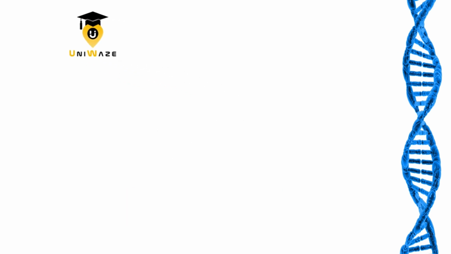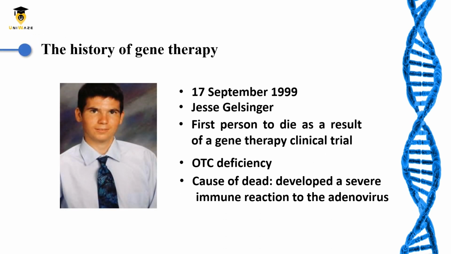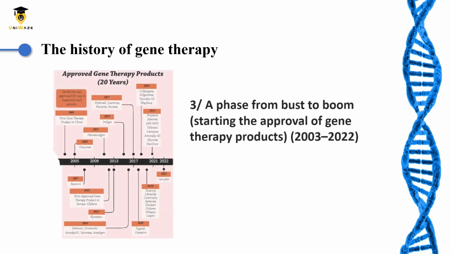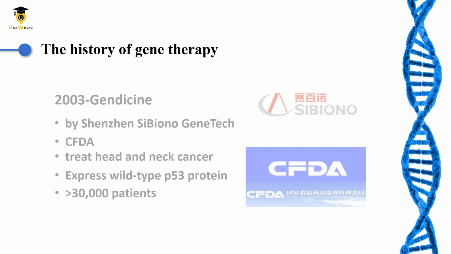Despite the small successes in the second phase, an unfortunate incident also happened. In 1999, a young boy with an enzyme deficiency died due to an immune system reaction. The third phase is related to starting the approval of gene therapy products. Here you can see the list of products that were produced in the third phase.